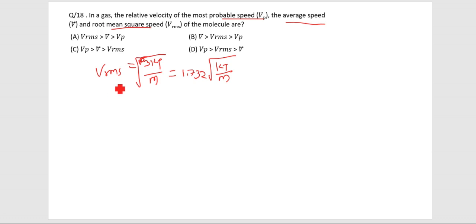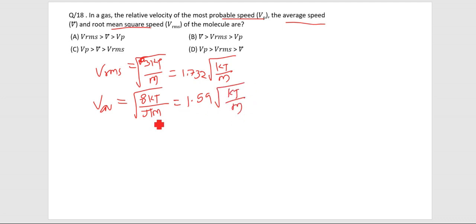The next is average speed, which is given by the formula root of 8 kT by pi m. K is the Boltzmann constant, T is the temperature, m is the mass, and pi is a constant. If I calculate in terms of root over of kT by m, I got the answer around 1.59 root over of kT by m.